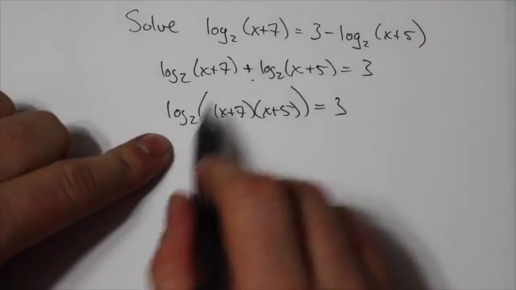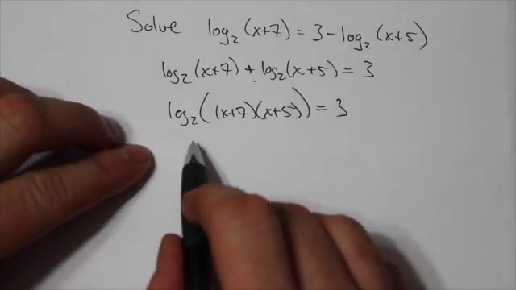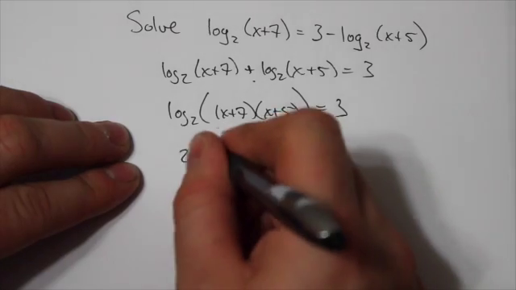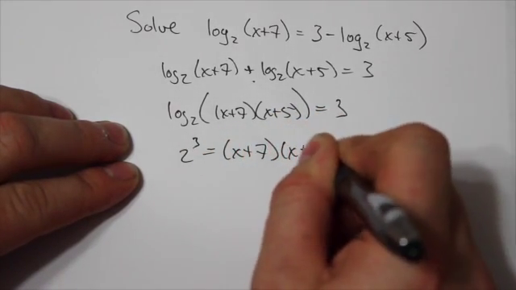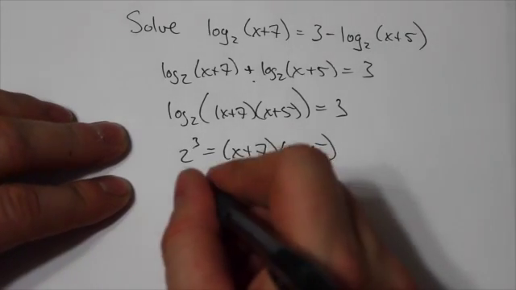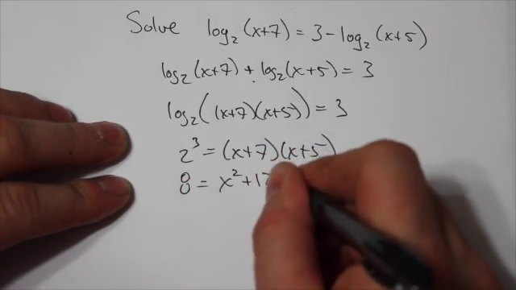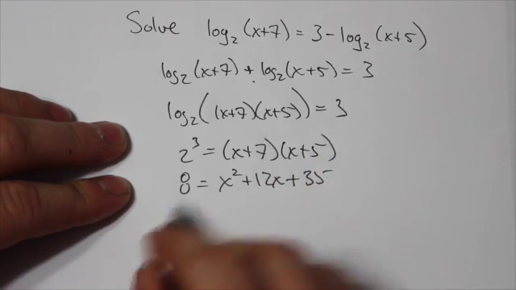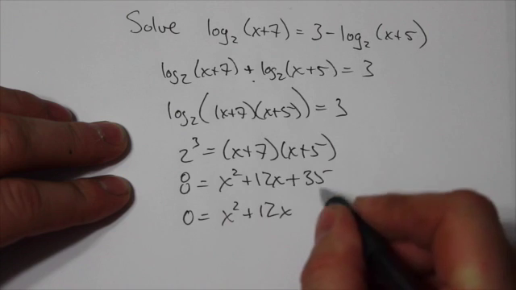So the first thing I'm going to do here, once I've got it to this point right here, so I've condensed it down or dropped it down to 1 logarithm, I'm going to convert forms. So this will become 2 cubed is equal to x plus 7, x plus 5. And now I'm going to evaluate, I'll expand this out. And then I'll bring the 8 over because now it's just a quadratic.